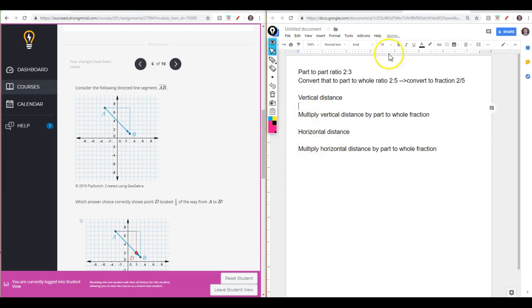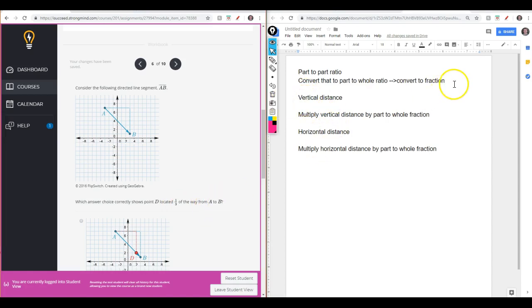Okay, so when I see this 1/3, I'm asking myself, is this representing the part to whole or part to part? If it was representing a part to part, they would not write it as a fraction. They will write part to wholes as fractions. So that is a good indicator right there, since it's a fraction, that this is part to whole. So they only want it from point A to point B.